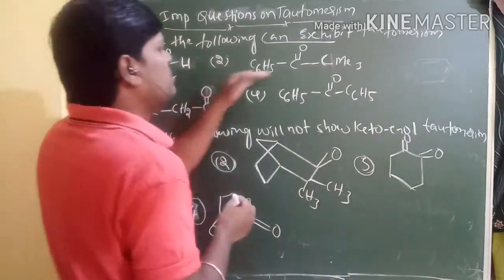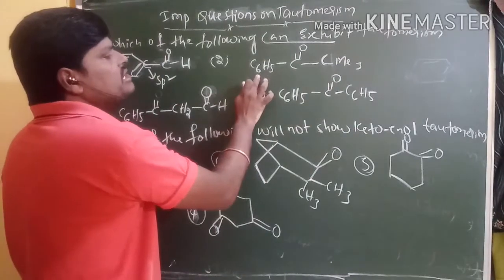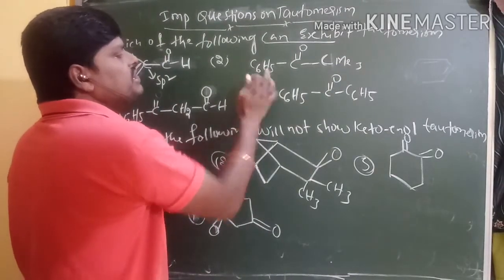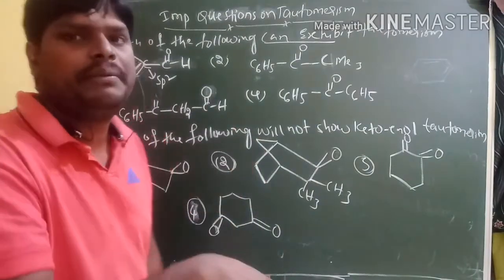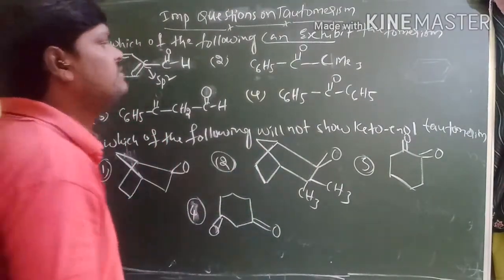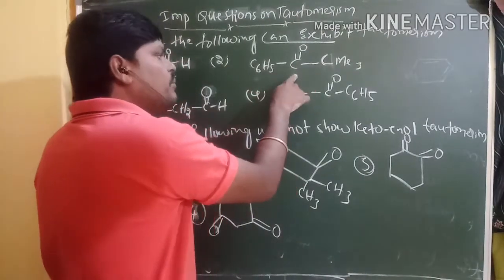Go for the next option. Here also the benzene rings are C6H5. That's why this benzene ring will not exhibit tautomerism, because all carbons in the benzene ring are sp2 hybridized. So this is not possible. Of course, the keto form here is a carbonyl compound.